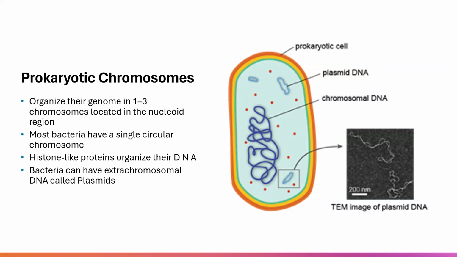Bacteria can also have extra chromosomal DNA called plasmids. What we have over here is a transmission electron micrograph of this small circular plasmid. These are not part of the primary chromosome. They usually carry beneficial traits to that organism, but they are not required for life.